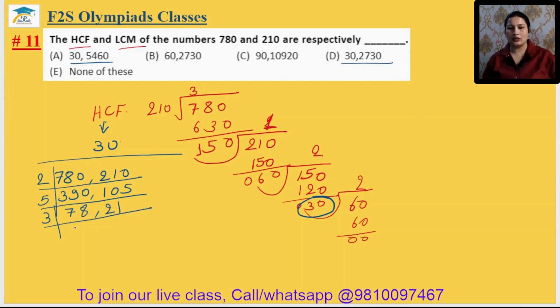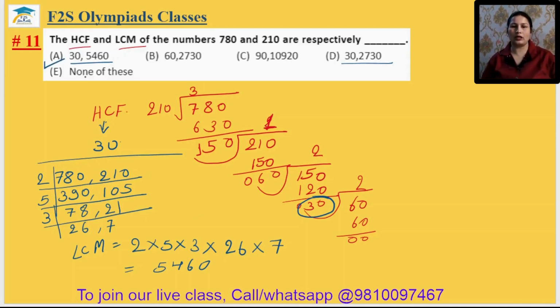Now 3 2s are 6, 7s are 7. Now is there any common factor? No. LCM equal to 2 multiplied by 5 multiplied by 3 multiplied by 26 multiplied by 7. After multiplication you will find 5460. Okay? It is available in option A. The 11th answer is option A.